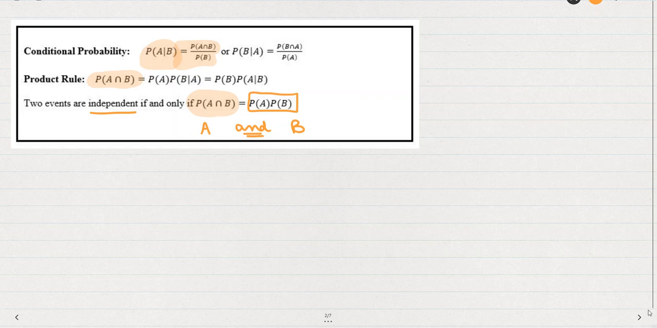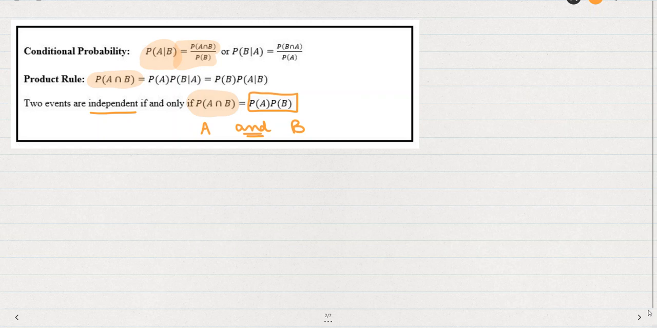For example, an example of two independent events. If I have two dice, one red, one green, and I roll the two dice at the same time, the probability of getting whatever on the red die has no effect on how the green die falls. So those are examples of independent events.